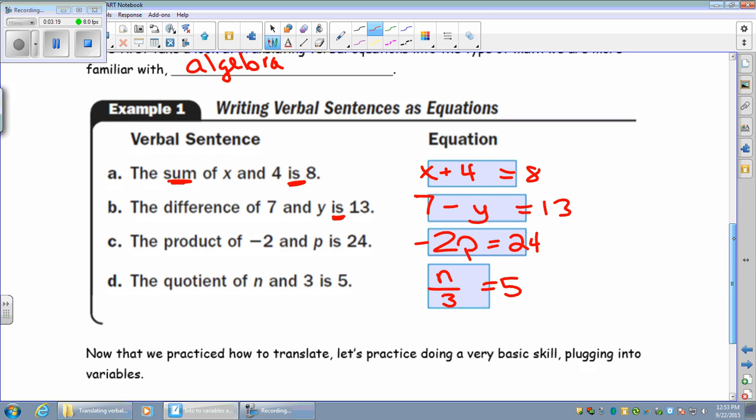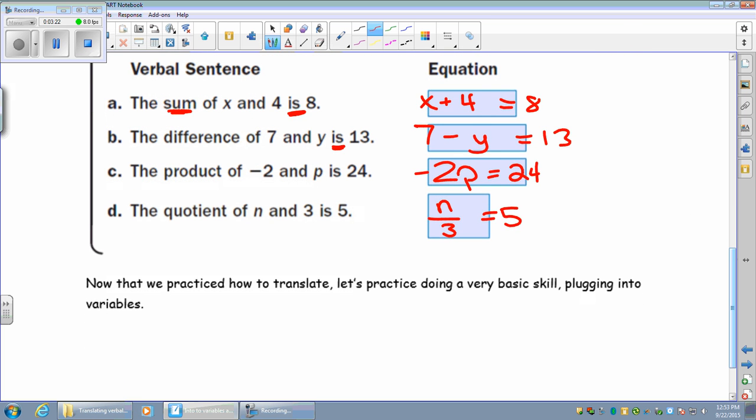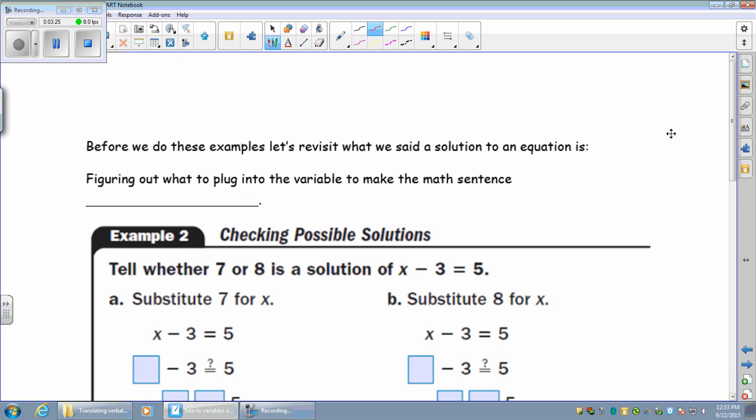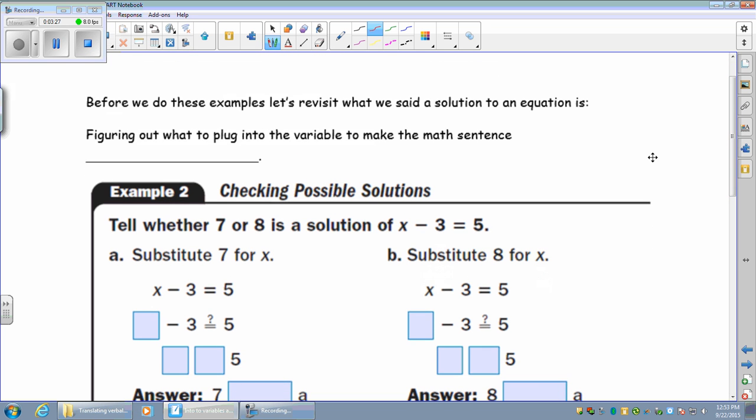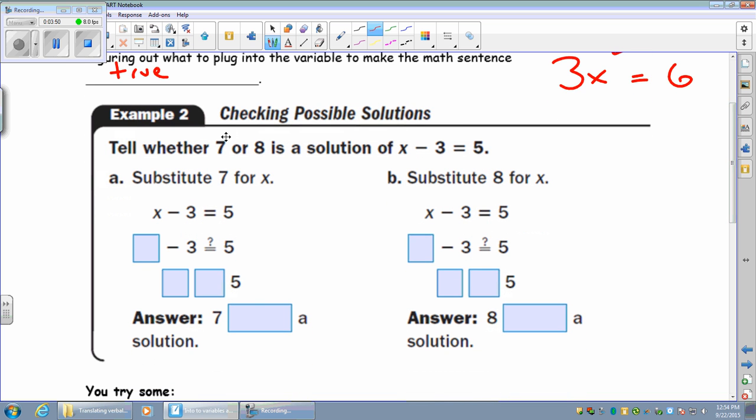Now that we've practiced how to translate, let's practice doing a very basic skill, plugging in variables. So before we do these, let's revisit what we said a solution is. Back in the front when we talked about what a solution is, it's figuring out what to plug into the variable to make the math sentence true. So why is this x equals 2? Because when I plug in 2, it makes that math sentence true. It says 3 times 2 is 6. All right? So let's see which one of these is the solution, or which one of these I have to plug into here to make this true. Very basic, I know, but once you get to more difficult ones, it is a big skill.